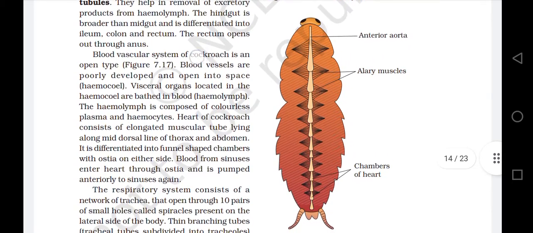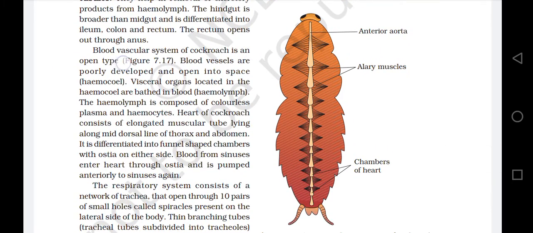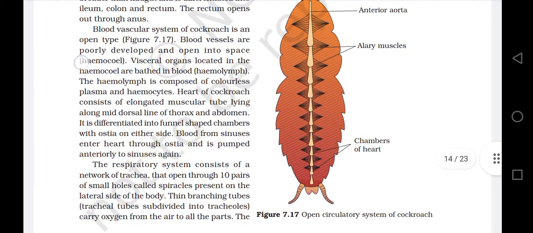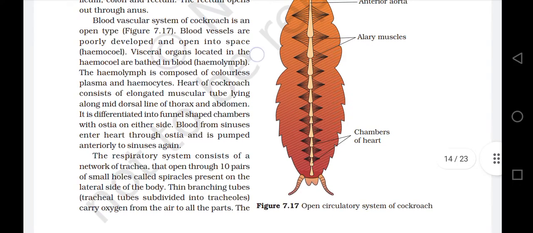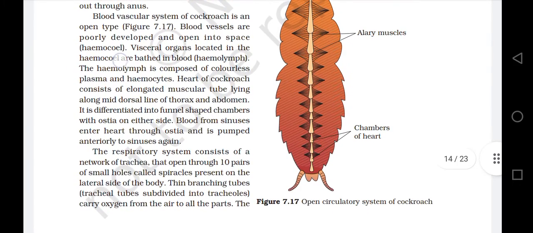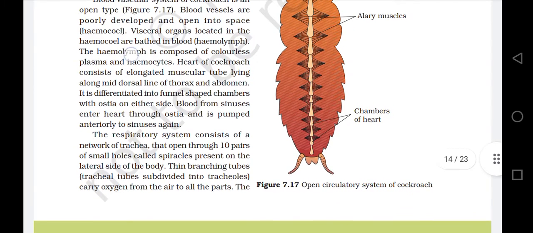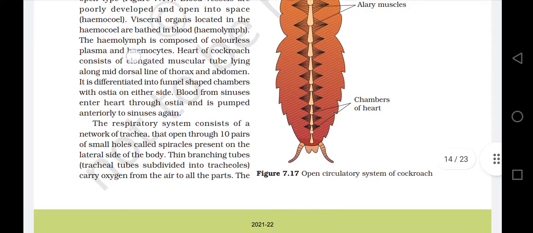Blood vascular system of cockroach is of open type. Figure 7.17. Blood vessels are poorly developed and open into spaces called hemocoel. Visceral organs located in the hemocoel are bathed in blood, the hemolymph. The hemolymph is composed of colorless plasma and hemocytes.